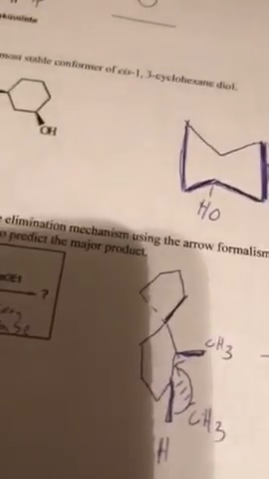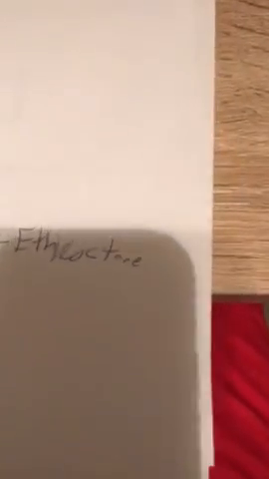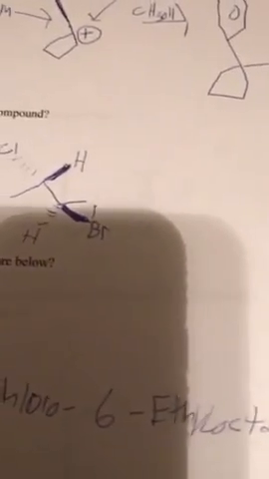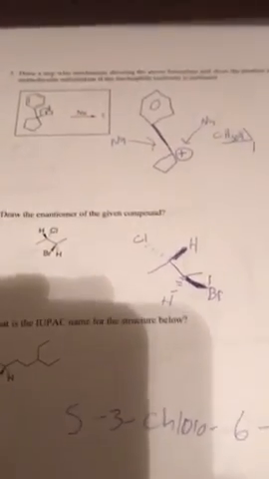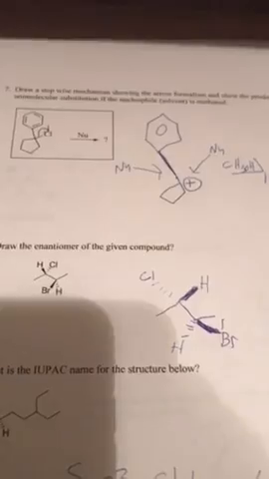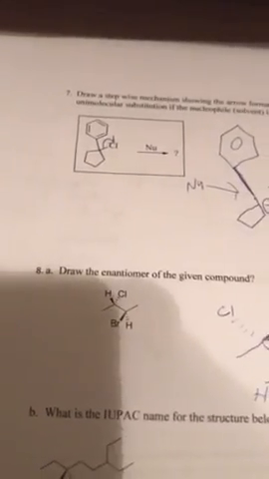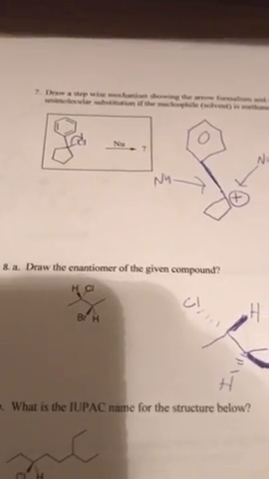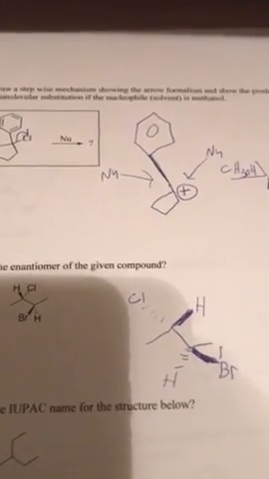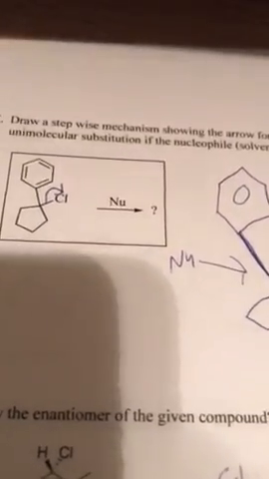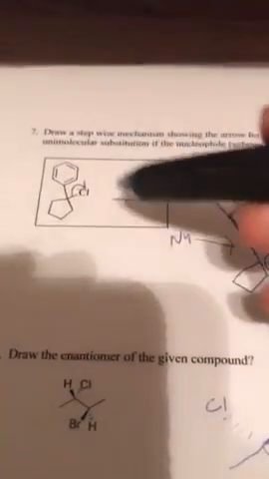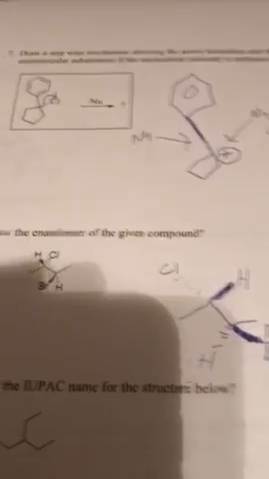Number 7. Draw a stepwise mechanism showing the arrow formalism and show the product of this unimolecular substitution if the nucleophile solvent is methanol, which will be right there in this situation.